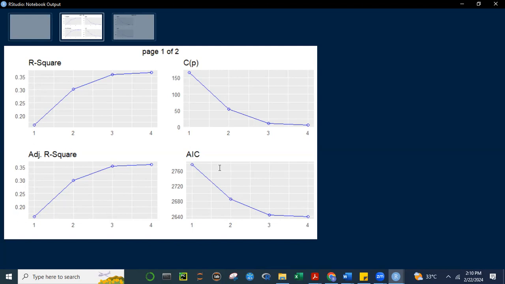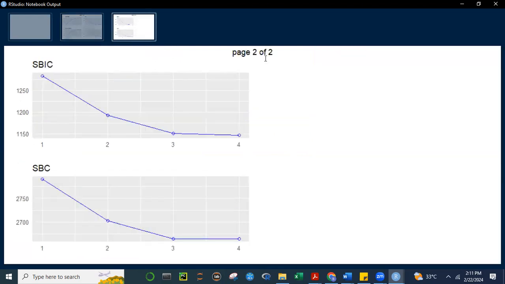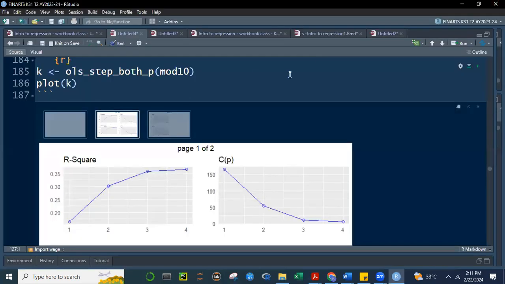But there will come a point, class, na if you keep on adding more predictors, it will not necessarily result into a lower AIC. Tapos itong CP din, class, which is, as I said, itong Mallows CP na to, the lower, class, the better. Okay. And then this one, SBIC and SBC, okay, the lower the better. Alright, so ito yung plot natin, class, nitong ols_step_both. Alright, any questions so far?